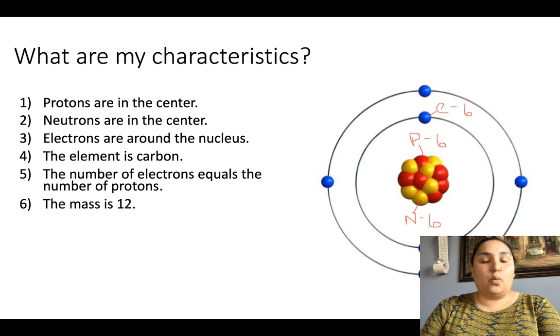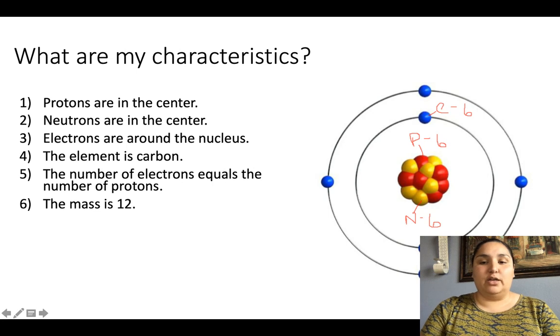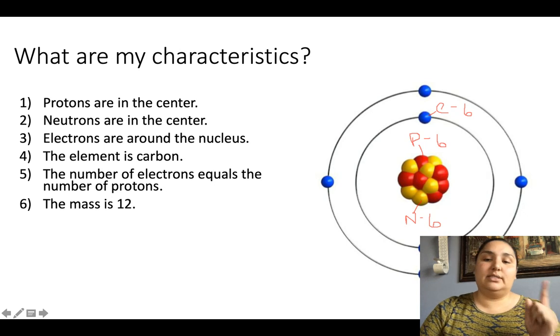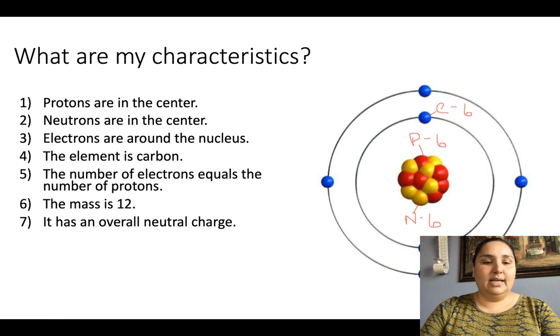The mass is 12. Remember, where does the mass of an atom come from? From the center of an atom. So that nucleus has all the mass, and that's where we get 12 from, because the nucleus is made up of 6 protons and 6 neutrons. So 6 protons plus 6 neutrons gives you that mass of 12. And it has an overall neutral charge. The atom is neutral.